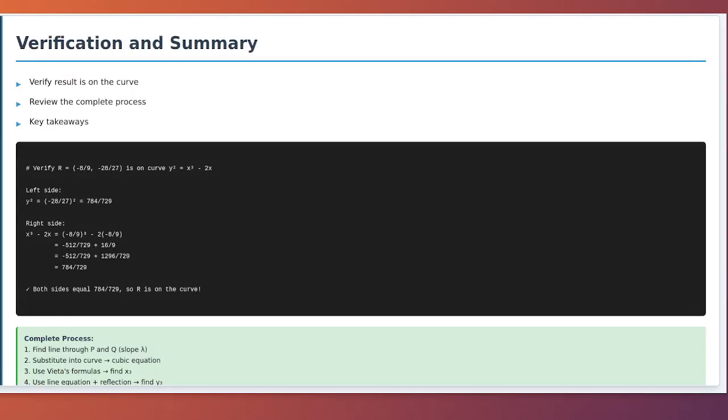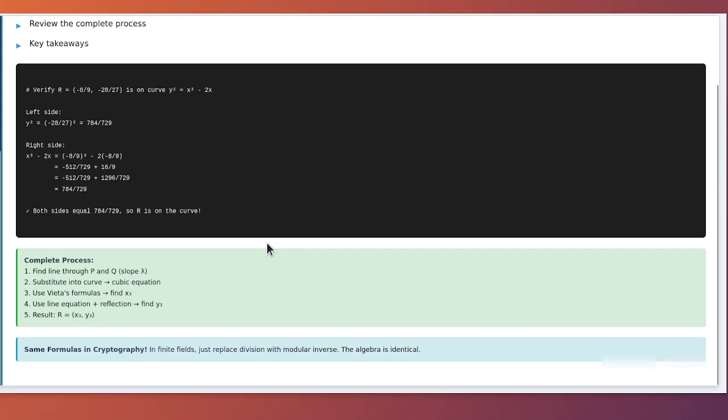Summary and key takeaways. We've derived the complete algebraic formulas for elliptic curve point addition from first principles. The process involves finding the line through 2 points, substituting into the curve equation to get a cubic, using Vieta's formulas to find the third intersection point, and reflecting over the x-axis. No geometry needed. Just algebra.